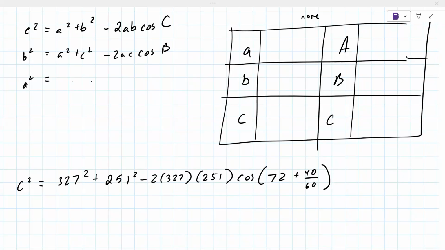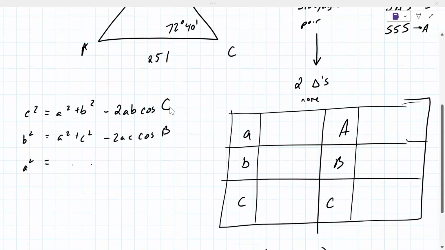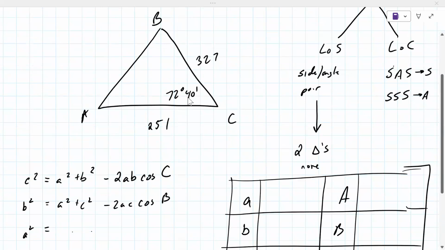Why is it cosine 72 plus 40 over 60? So you have to convert it from minutes to degrees. Like that. Oh, okay, so the 40 is over 60.